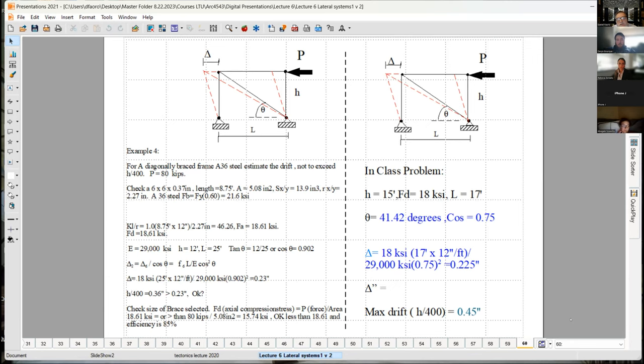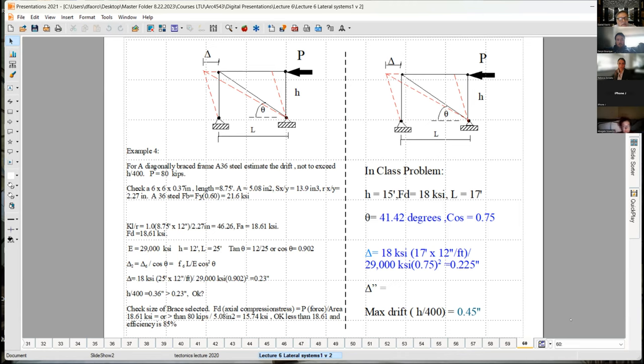When does K get larger than 1 or less than 1? When stiffness is added to the frame. So if I have rigid connections, no diagonal brace, K will be larger than 1 because the frame is more flexible and it's going to drift. If I had a system where I had more stiffness, let's say, partially rigid connections and diagonal bracing, K is going to be less than 1 because there's more stiffness added.